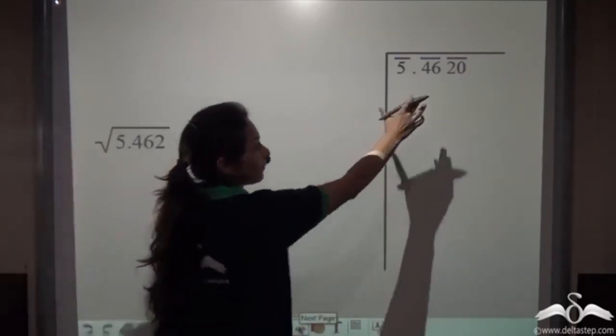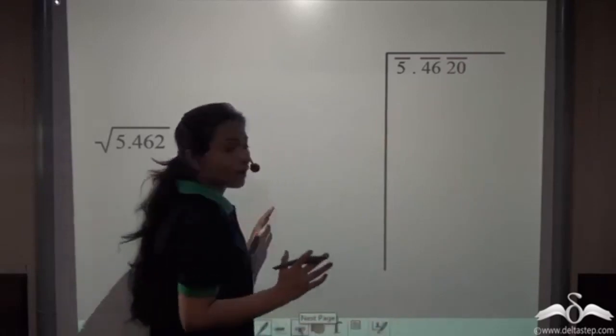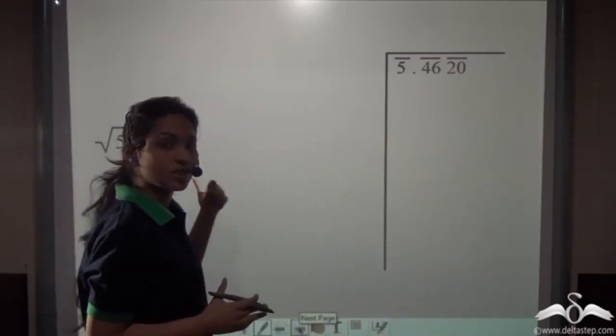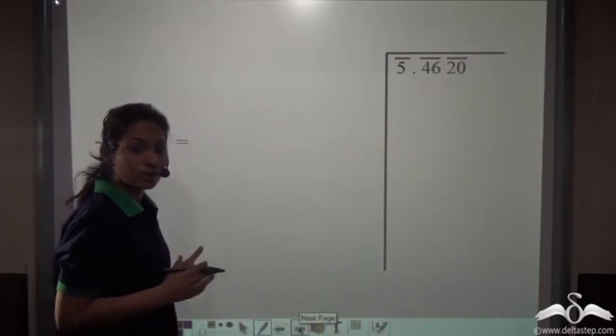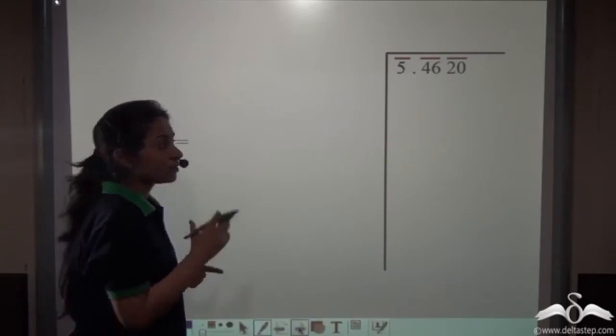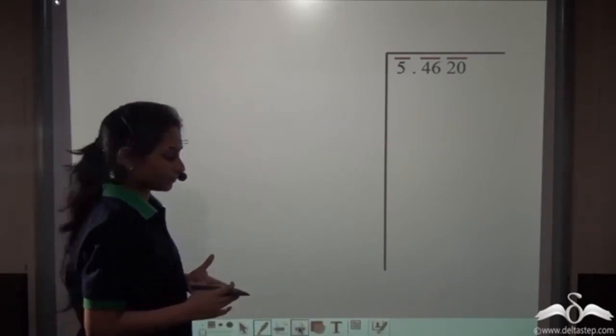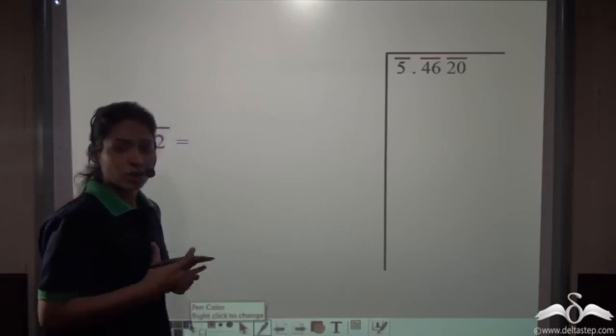So here we have got a pair exactly. Now how will we proceed? Well, just now I have taught you how to find the square root of a decimal number. The same procedure will be repeated here. So find it out yourself.